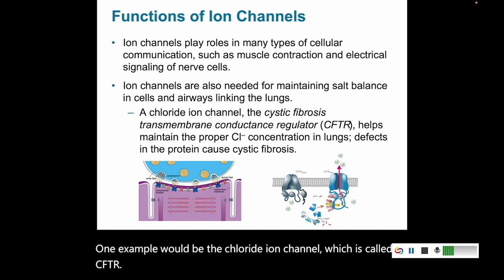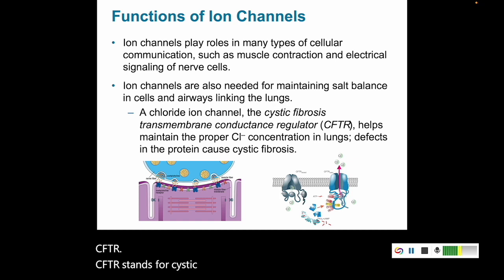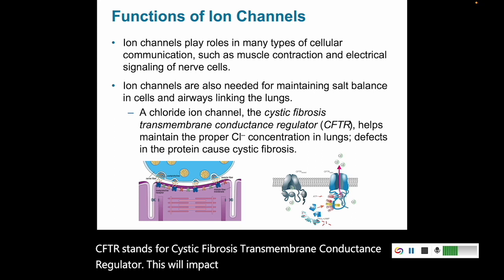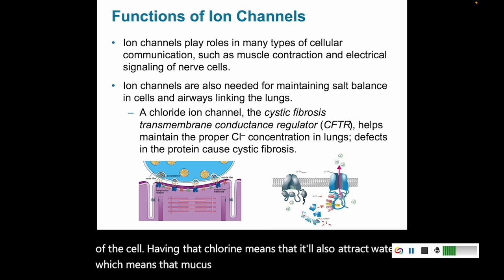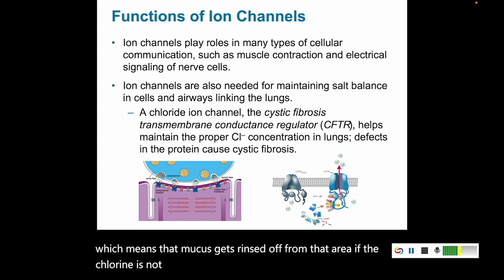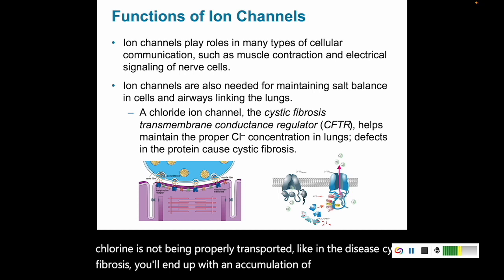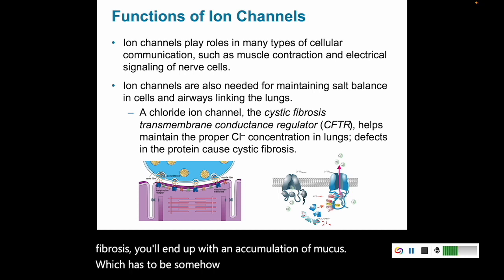CFTR stands for cystic fibrosis transmembrane conductance regulator. This will impact the ability of chlorine to go in and out of the cell. Having that chlorine means that it'll also attract water, which means that mucus gets rinsed off from that area. If the chlorine is not being properly transported, like in the disease cystic fibrosis, you'll end up with an accumulation of mucus, which has to be somehow removed to keep that patient able to breathe properly.